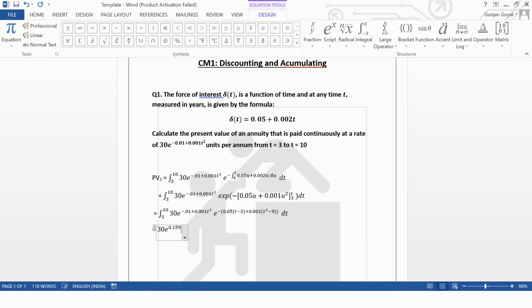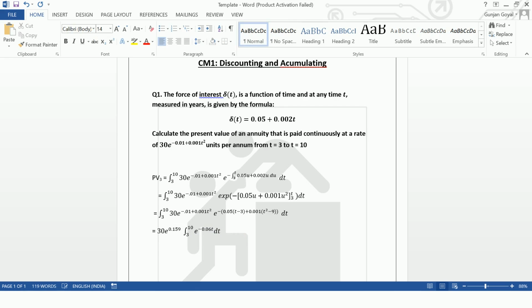0.159. Okay, and then the integration part, which I'll just write, which is the integral from 3 to 10, and then it is e to the power minus 0.06t. Once you solve this, you get this. Okay, and dt. This is the part which you get after writing. And then 30. Now you can copy from the above.